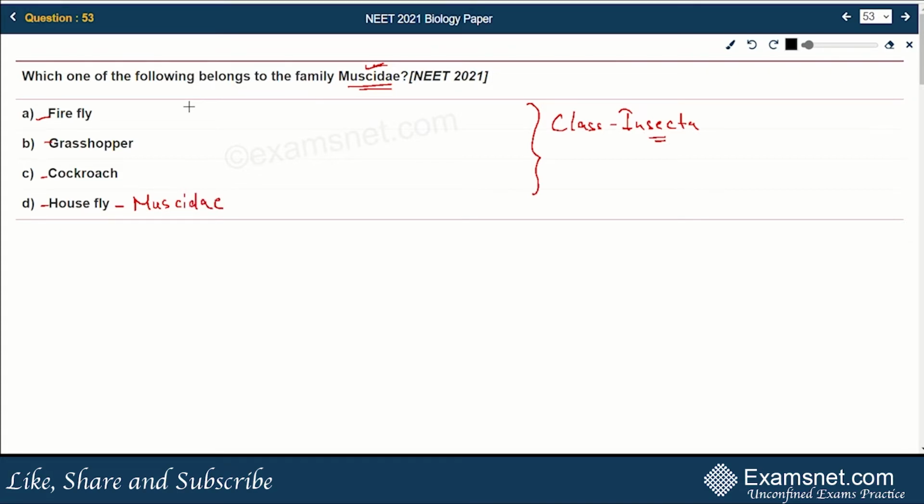But we'll also see the family of other insects mentioned here. What is the family of firefly? It is Lampyridae. Which family does grasshopper belong to? It belongs to Acridae. And cockroach belongs to the family called Blattidae. So you have to remember the names of families and the insects that belong to them.